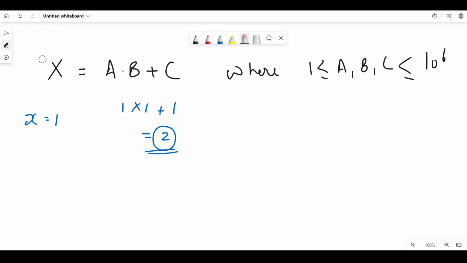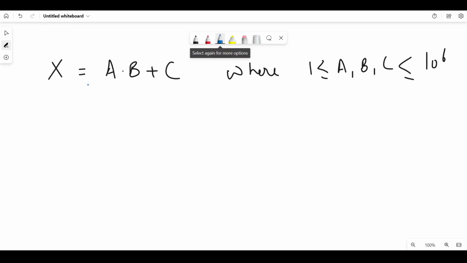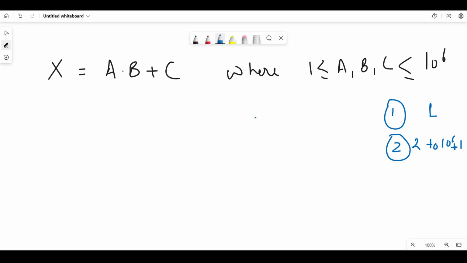Now, when the value of x is greater than 2, I have managed the first case, when x is 1. Now let's see the second case. In the second case, I will handle all the values from 2 to 10 to the power 6 plus 1. Why this value? Let's find out.